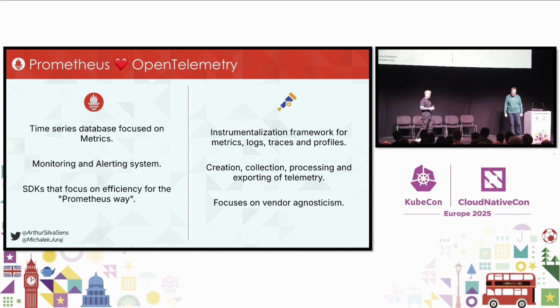We could say that we compete on the SDK side. Prometheus has SDKs to instrument metrics in your applications. OpenTelemetry has the same. But Prometheus focuses on the very efficient Prometheus way of doing things. OpenTelemetry has a different goal. OpenTelemetry focuses on context propagation between the telemetry types and making sure that it works for every vendor out there, not only Prometheus.